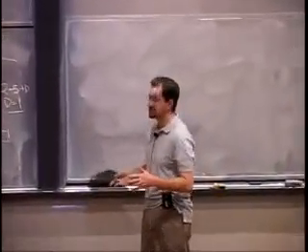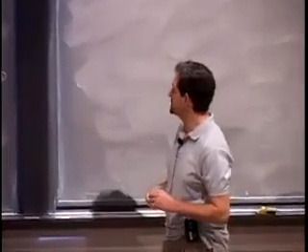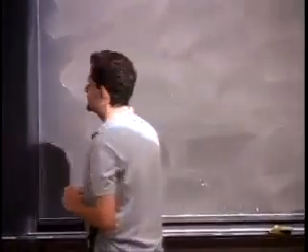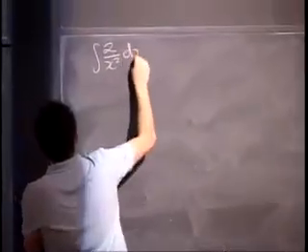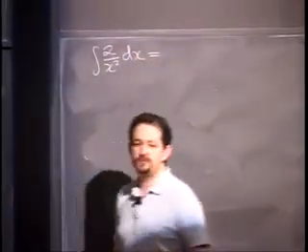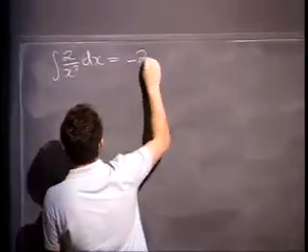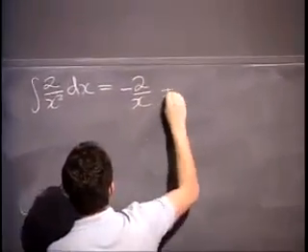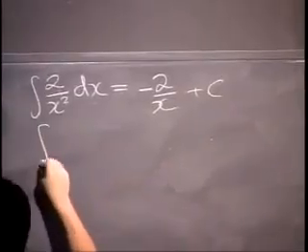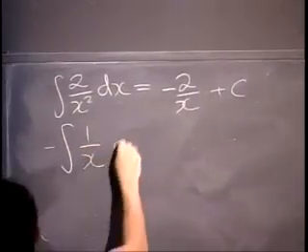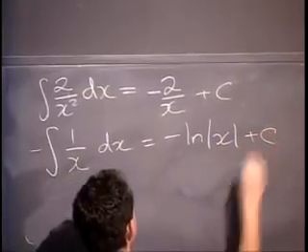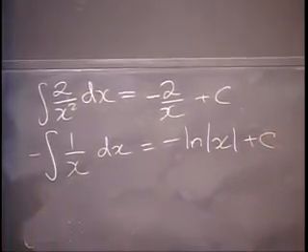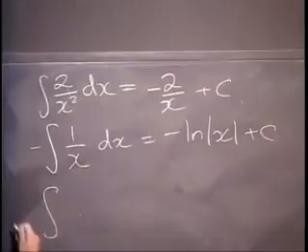So let's do these integrals. The first integral is not too bad. 2 over x squared dx. As I said before, the integral of 1 over x squared is negative 1 over x. So this is going to be negative 2 over x. We also have an integral of 1 over x. Well, that's just log, and it happens to be a minus sign. But the real question is, what is this integral?